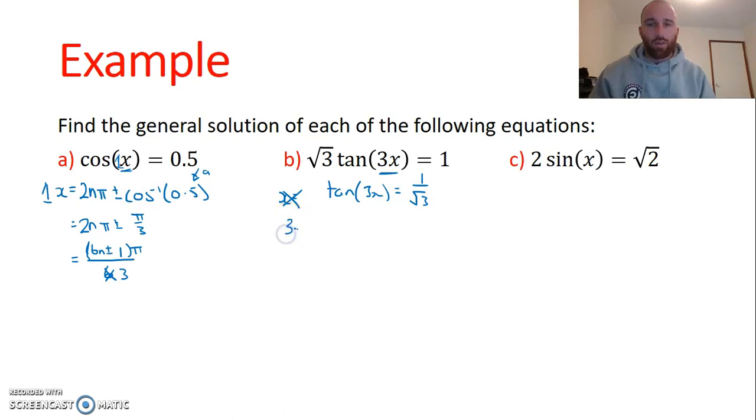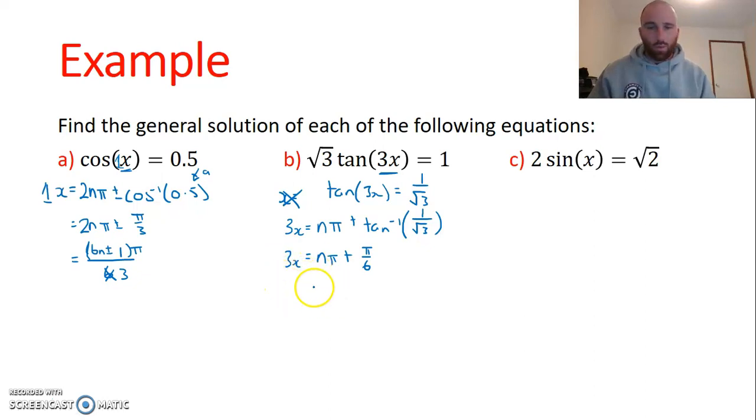Instead of writing x equals, we write 3x equals the general solution for the tan function, which is n pi plus inverse tan of our value of a. Our value of a is actually 1 on square root 3. So that's our solution there. I'm going to simplify that first before I bring the 3 to the right hand side. So this becomes n pi plus inverse tan of 1 over root 3, which is pi on 6, and that is still equal to 3x.